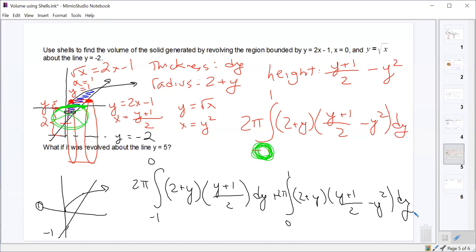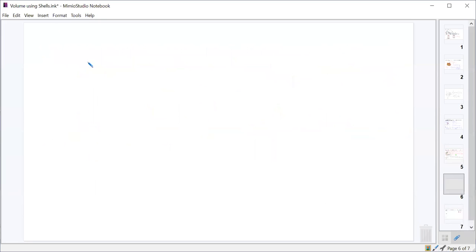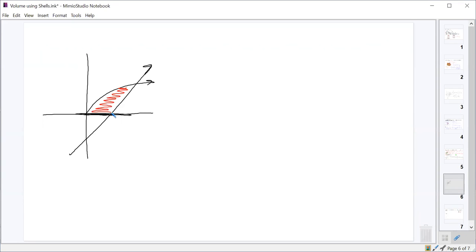All right, let's talk about what happens if we revolve around the line y equals 5. And this time, let's just take the easier region just for the sake of making it easier. Let's take this region right here. Suppose we wanted to go around the line y equals 5. How will that affect the integral?